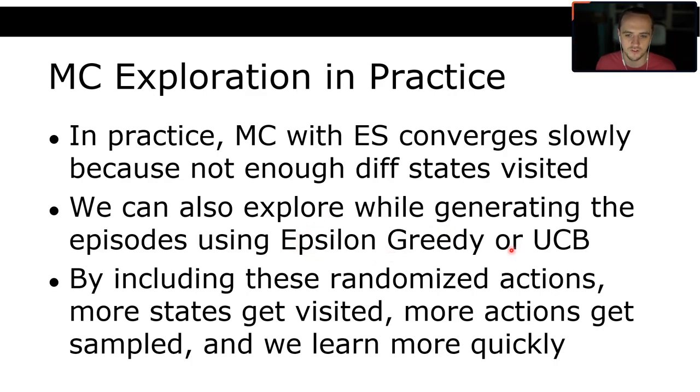And so with all of this Monte Carlo stuff, you don't have to just take the maximizing action. Remember, that would be greedy selection. We could use epsilon greedy, or we could use the UCB algorithm that we talked about back in the bandit problems lecture. By including randomized actions, more states get visited, more actions get sampled, and we learn quicker. Okay? So that's what we want to do.